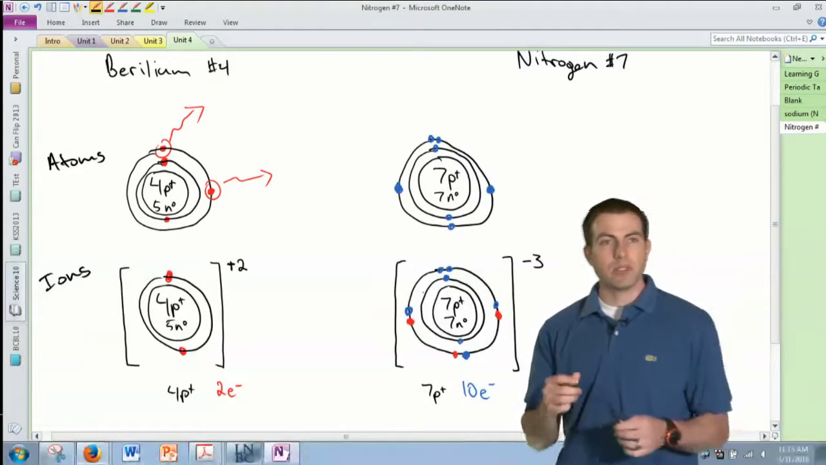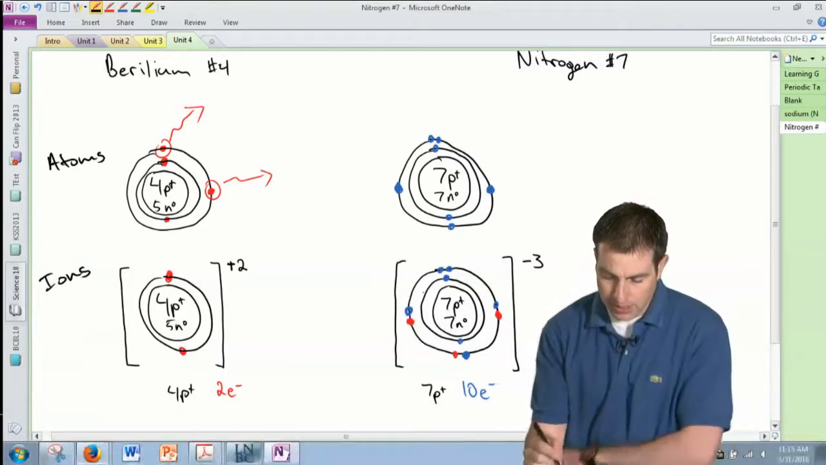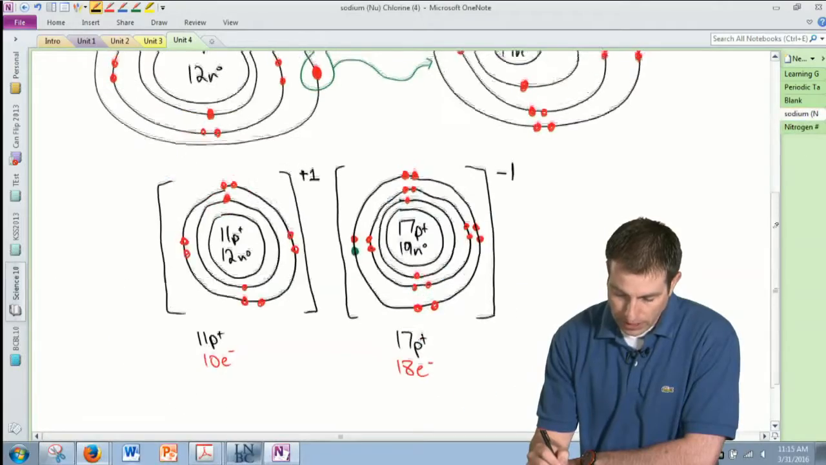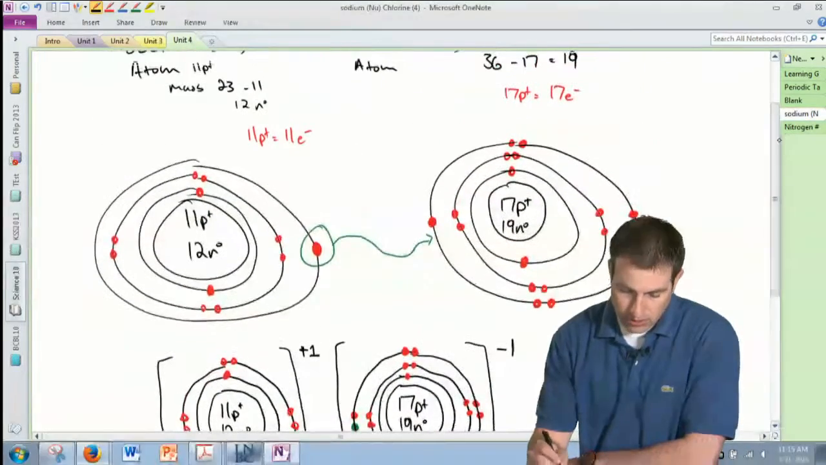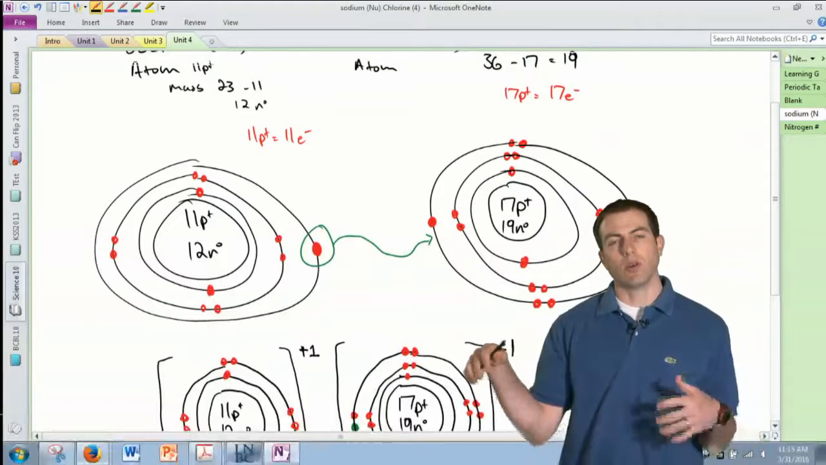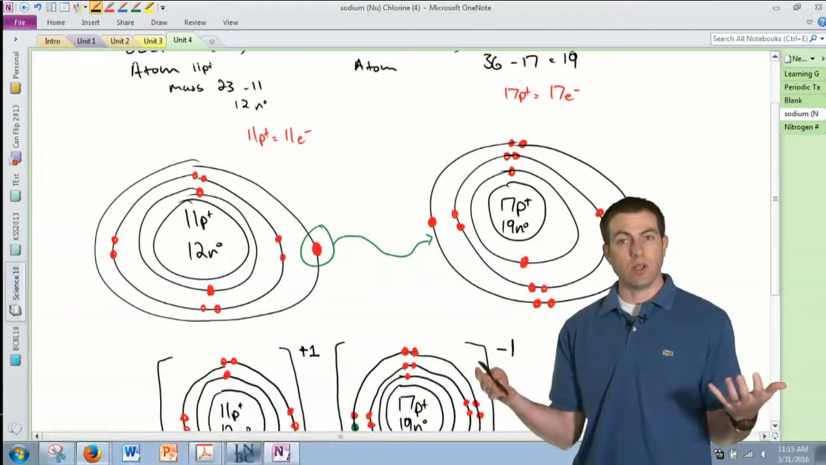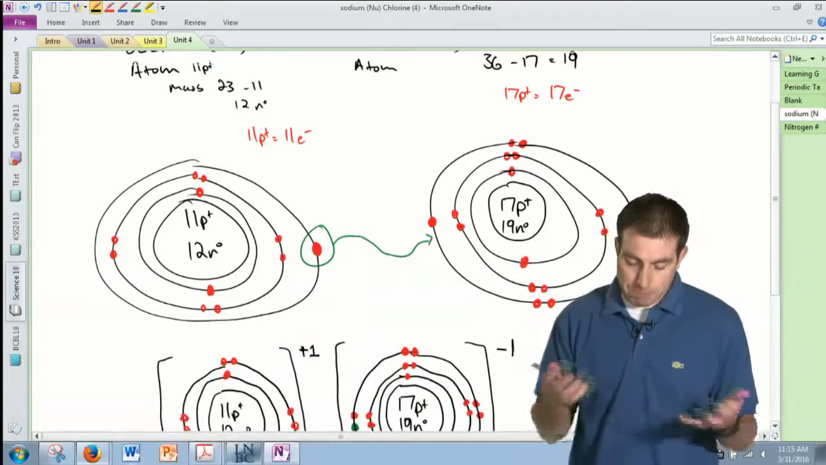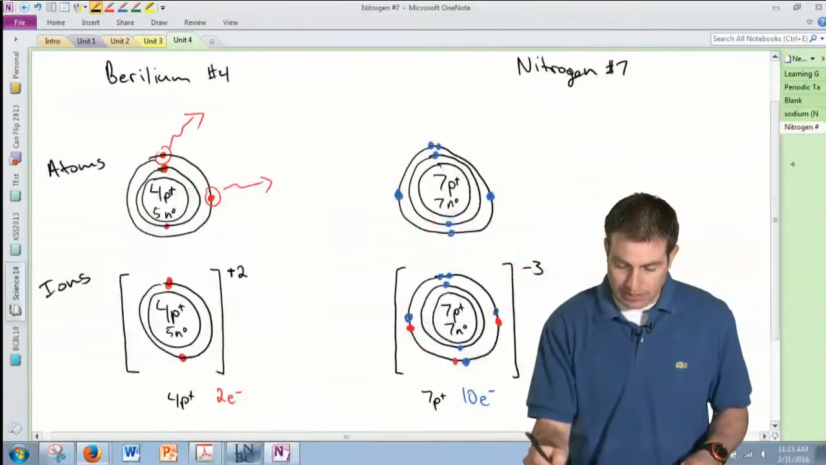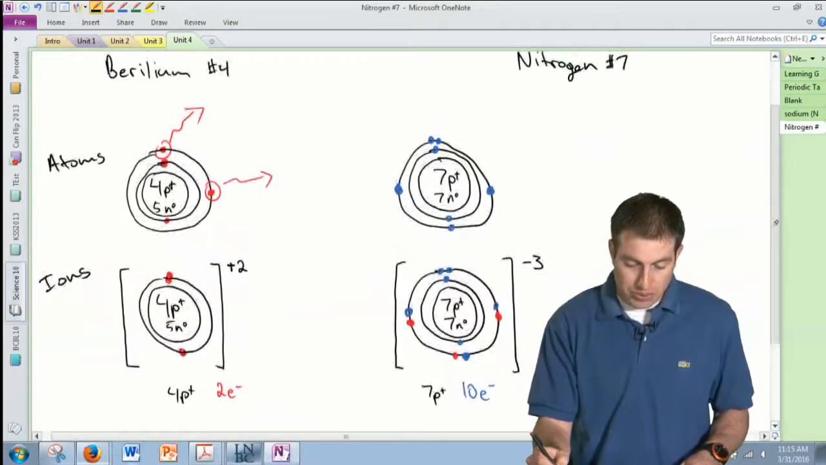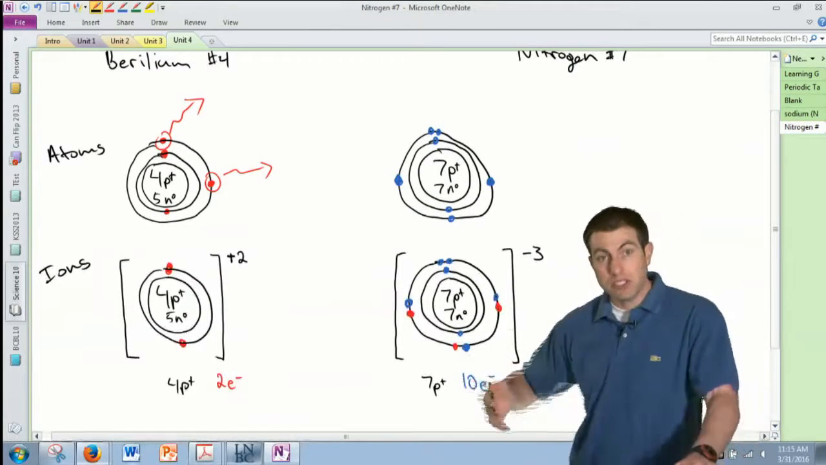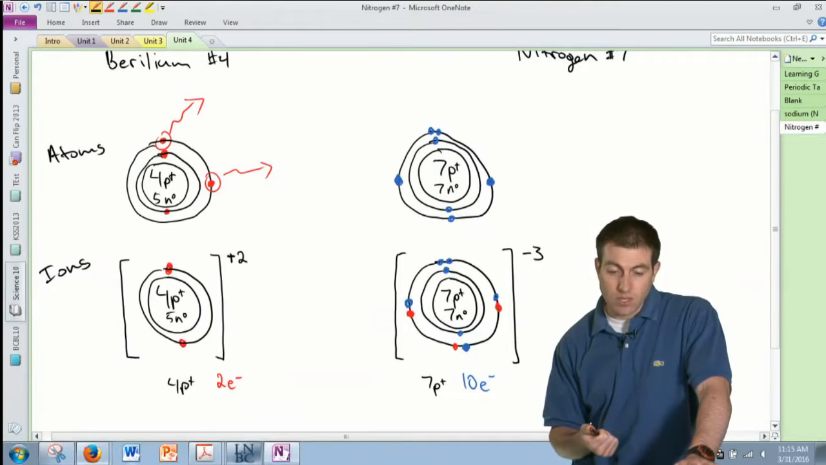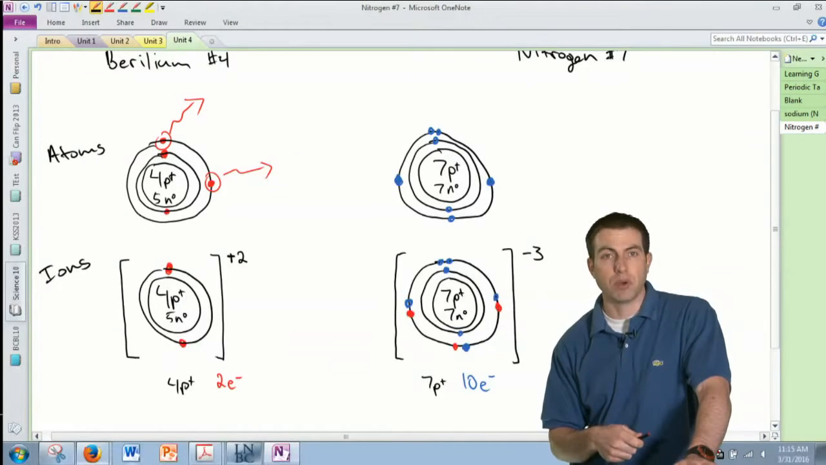Now, here's where we run into a problem. I'm going to take a little step back here. When we did sodium and chlorine, the sodium wanted to get rid of 1, chlorine wanted to gain 1. So it was all good. They wanted to get rid of 1 and gain 1. So you guys are all kind of identifying a problem here. Well, beryllium only had 2 to give up, but nitrogen gained 3. So how does that work? Yeah, we're totally running into a problem here.